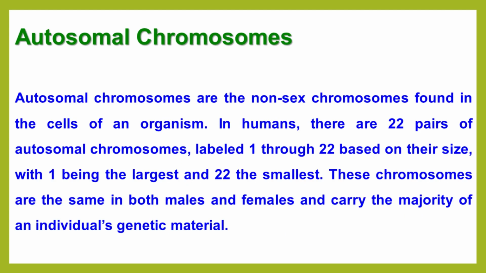Autosomal chromosomes are the non-sex chromosomes found in the cells of an organism. In the animal kingdom, some plants, and of course humans, except for one or a few pairs of chromosomes which are sex chromosomes, the rest are called autosomal chromosomes. For example, in humans, there are 22 pairs of autosomal chromosomes labeled 1 through 22 based on their size, with 1 being the largest and 22 the smallest. These chromosomes are the same in both males and females and carry the majority of an individual's genetic material.